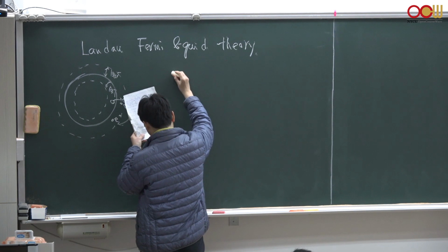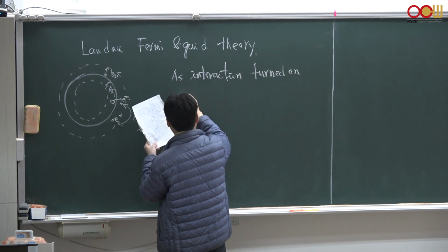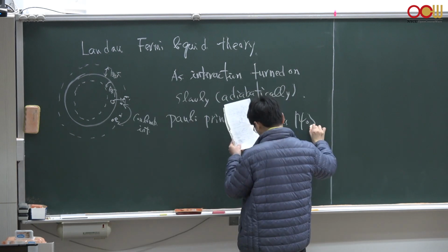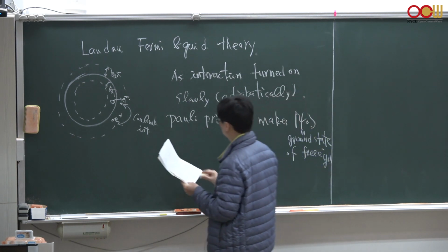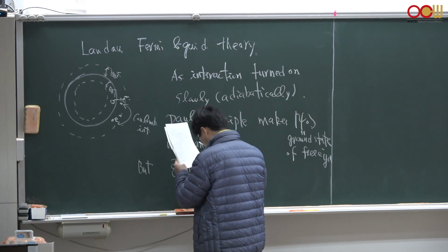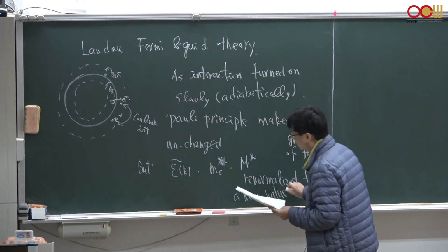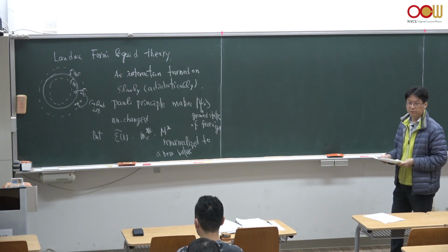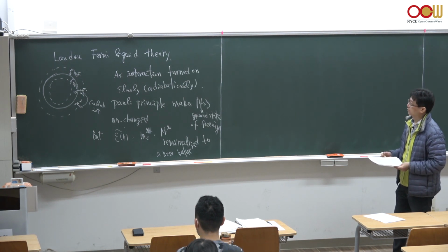So Landau says as the interaction turns on adiabatically or very slowly, and the Pauli principle makes the ground state of the free electron gas unchanged, but we need to modify the band dispersion. So those parameters, electron band dispersion and electron mass and ion mass, are all subject to some renormalization or modification to a new value, okay, under such an electron-electron interaction.